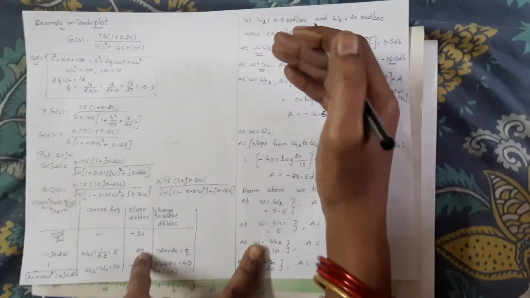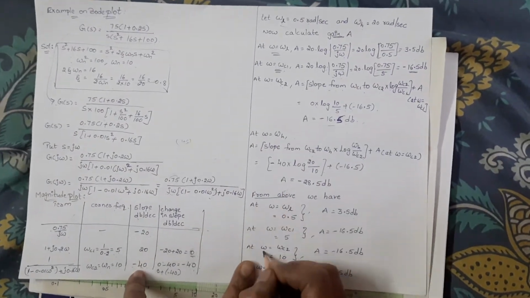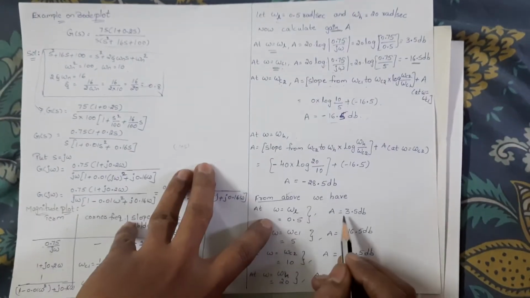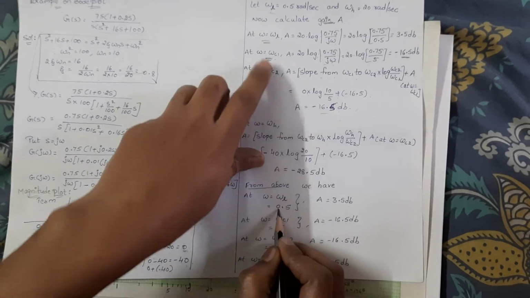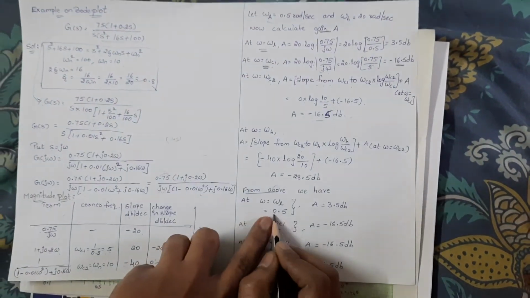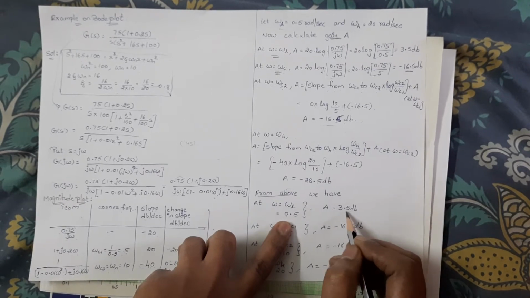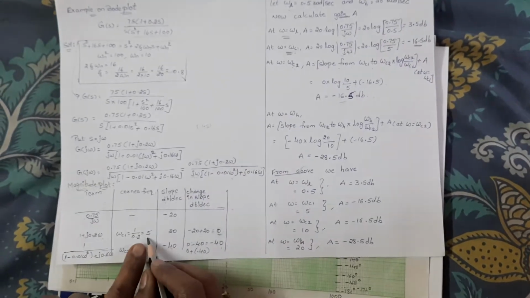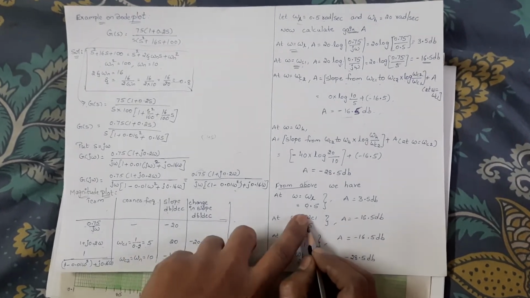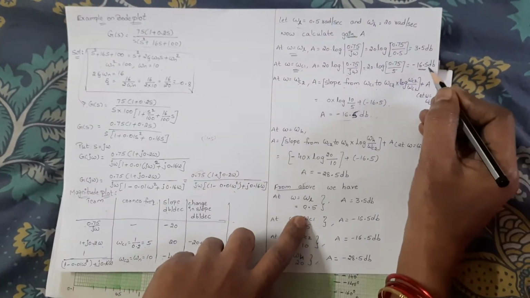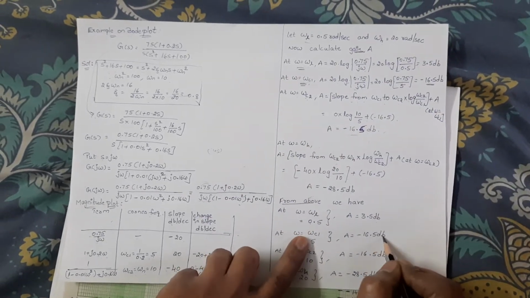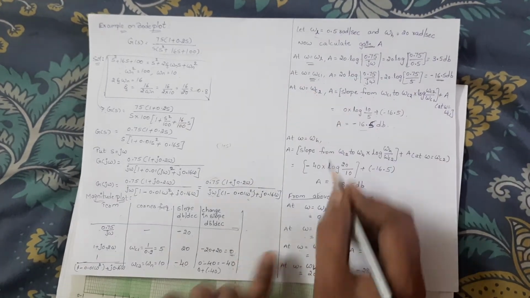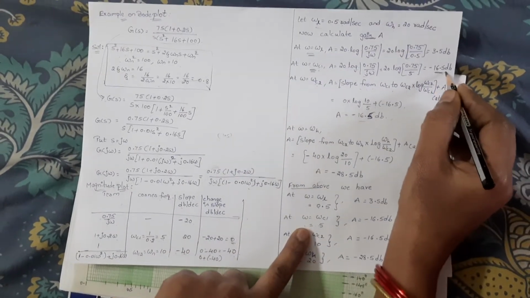So I concluded from the above, I gave the conclusions here. See, at omega is equal to omega L, it is 3.5 dB. I wrote the same, but what is omega L we considered? 0.5. So at 0.5, we should have 3.5 dB. At omega is equal to omega C1, what is omega C1 value? 5. So I wrote 5. What we got at omega is equal to omega C1 gain? Minus 16.5 dB. This 5 itself is substituted here. At 5, omega is equal to omega C1, 5, we got minus 16.5 dB.